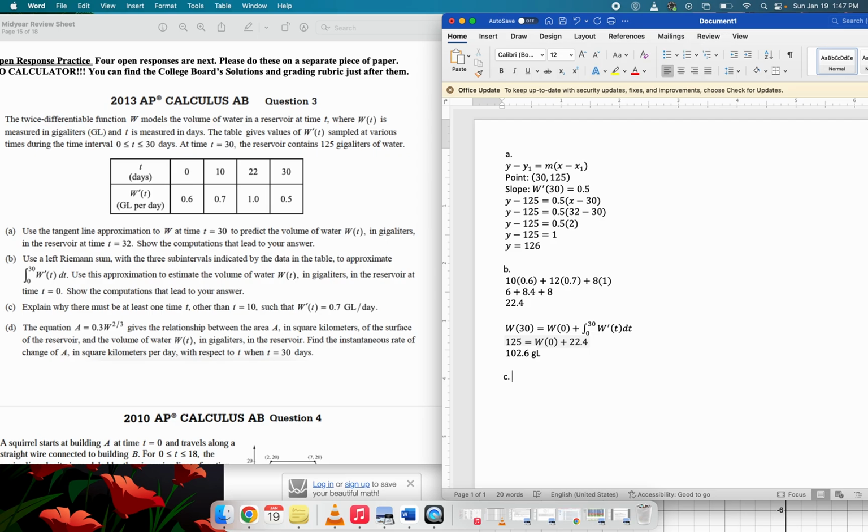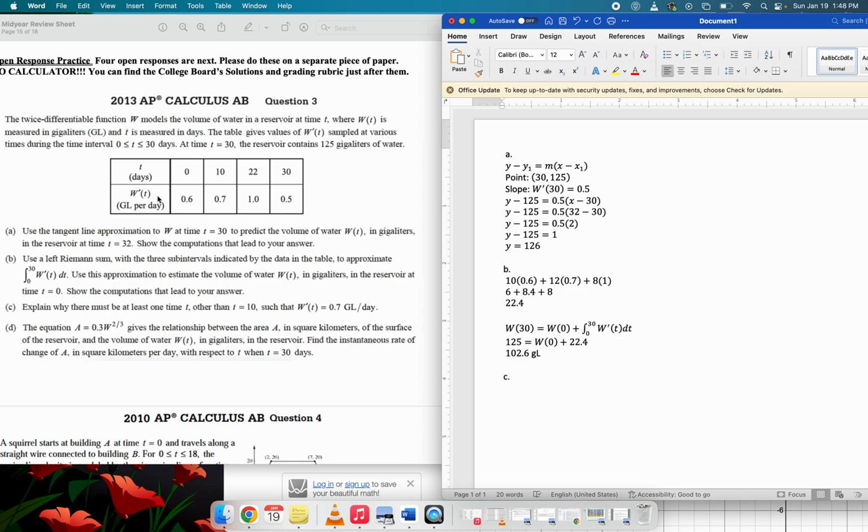Part C, explain why there must be at least one time t other than t equals 10, such that W prime of t is equal to 0.7 gigaliters per day. This is probably either intermediate value theorem or mean value theorem. Let's think about which one it is. Why is it that W prime of t should be equal to 0.7 other than t equals 10? Well, what I notice is that on this interval here from 22 to 30, W prime starts off having a value of 1 and then ends at a value of 0.5.